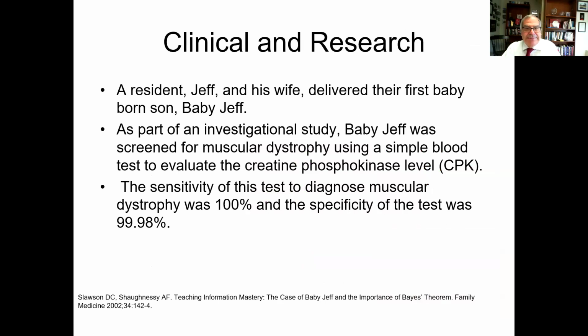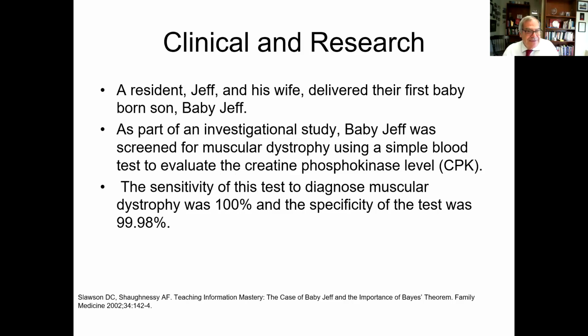So let's take one more condition, where we can look and see where the test is, in this case, not appropriate. So here's a little case, work with me. A resident, Jeff, and his wife have delivered their first baby son, baby Jeff. As part of an investigative study, baby Jeff was screened for muscular dystrophy using a very simple, very inexpensive blood test to evaluate the creatine phosphokinase level, CPK. The sensitivity of this test to diagnose muscular dystrophy is 100%, pretty good. The specificity of the test was 99.98%.